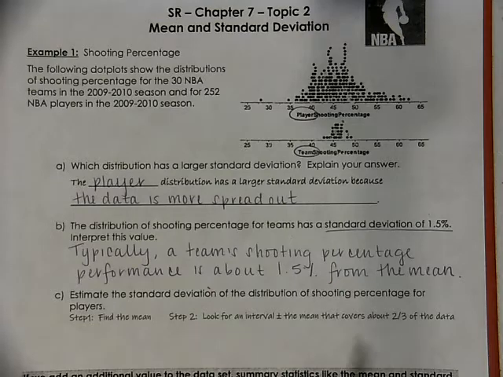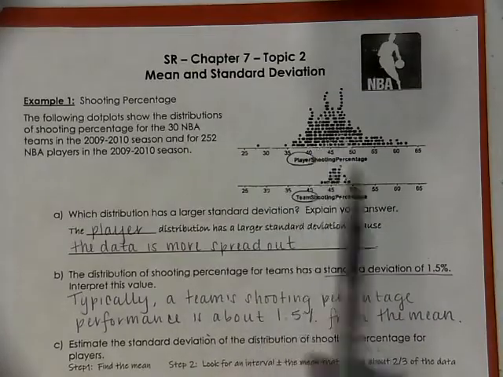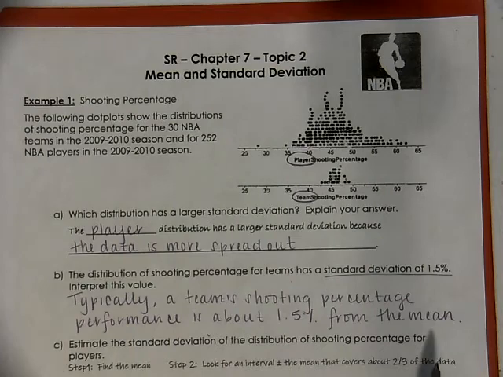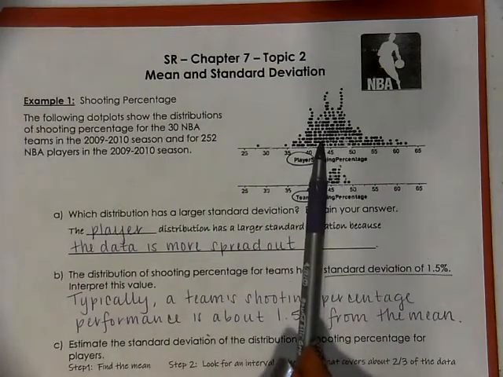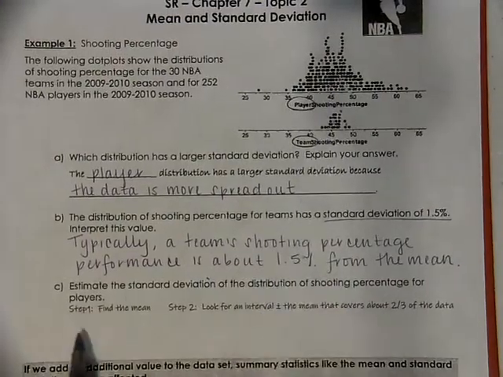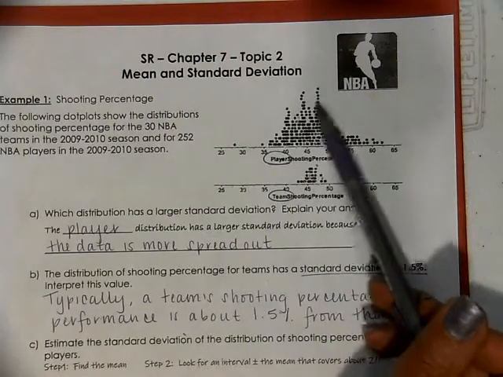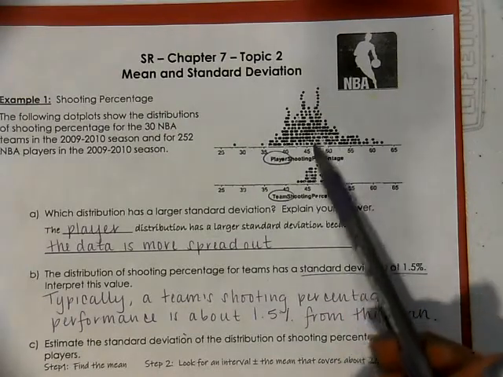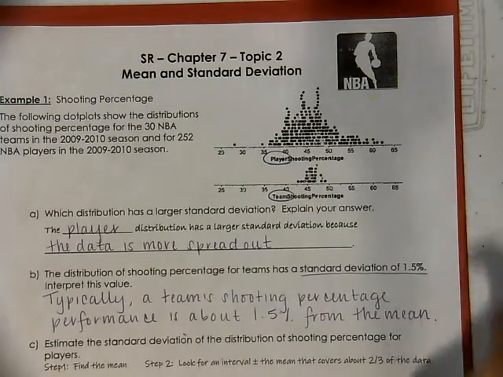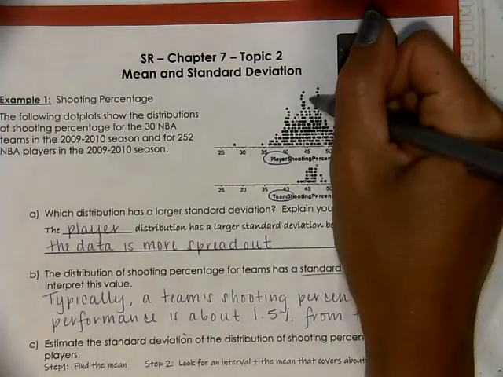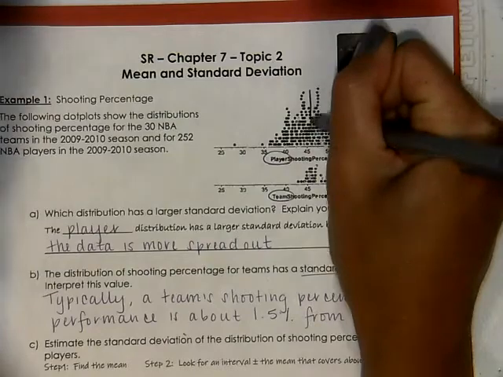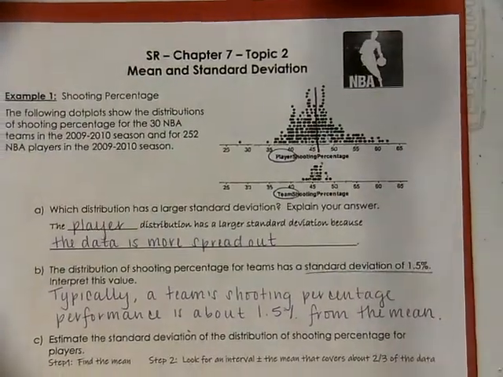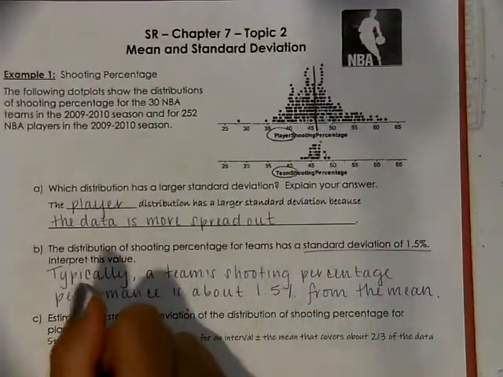Now it says, look back to the distribution with players. Estimate the standard deviation of the distribution for the shooting percentage for players. Step 1, find the mean. Since this is a fairly symmetric distribution, the mean should be in about the center of the data set. So estimate where you think the center of the data set is. So maybe right around here, maybe like 45 or 46.